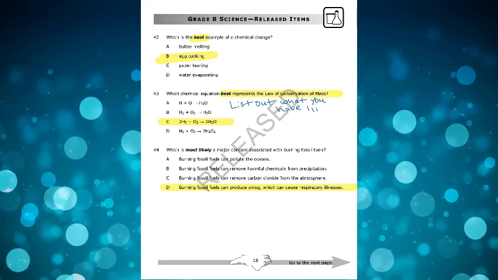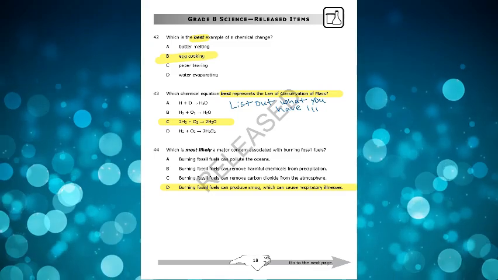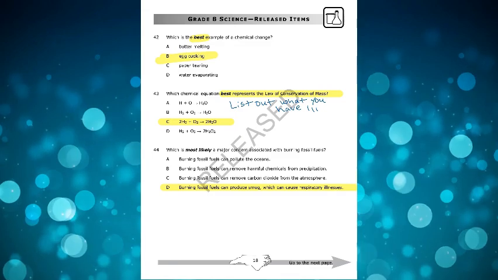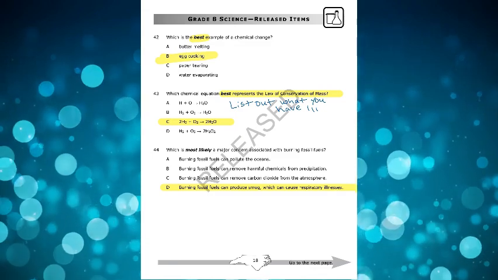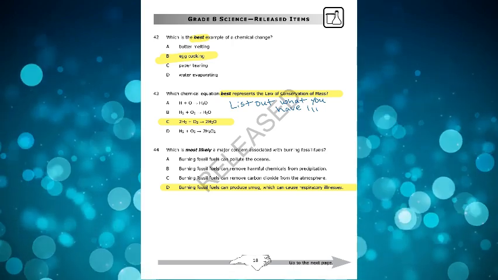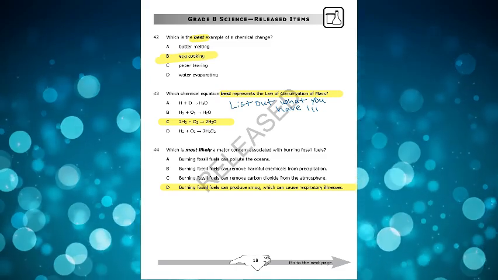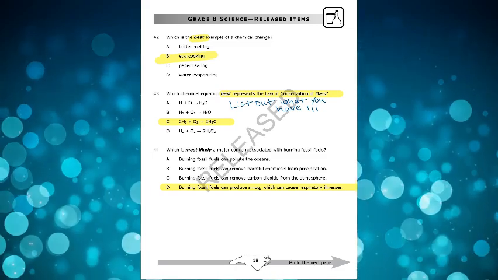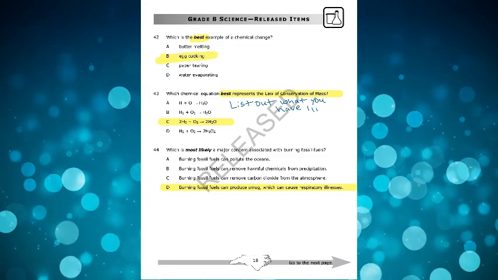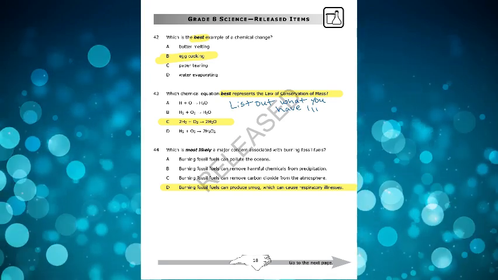And then for 44, which is most likely a major concern associated with burning fossil fuels? So, burning fossil fuels can cause a lot of things, and most specifically, can produce smog, which can cause respiratory illnesses. Now, of course, it can cause lots of pollution, but one of the major things is respiratory illnesses that it can cause. Now, it can pollute oceans, but that is kind of a byproduct. The more pressing concern is the respiratory illnesses.